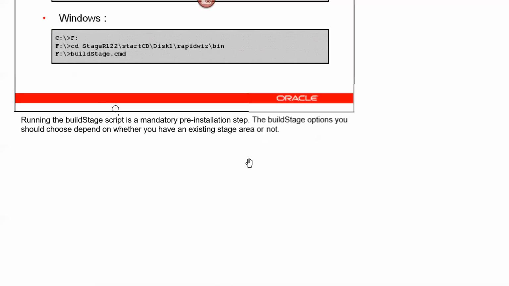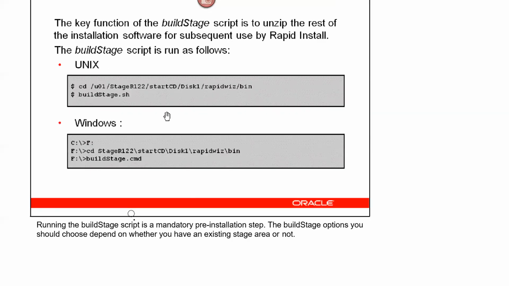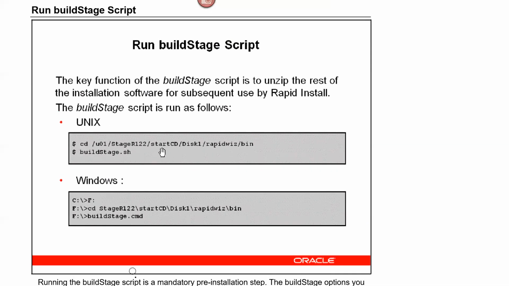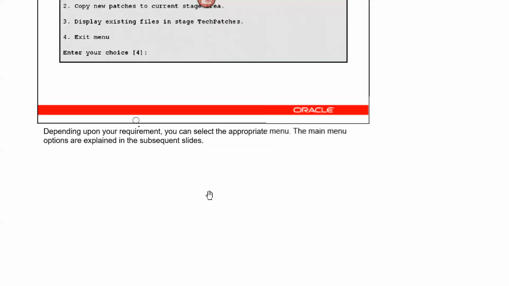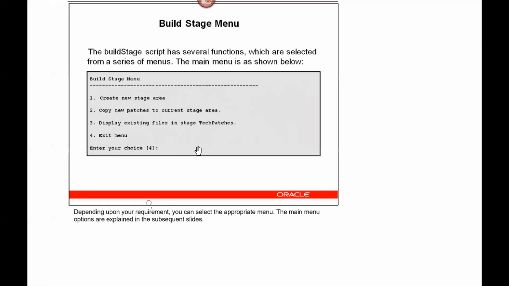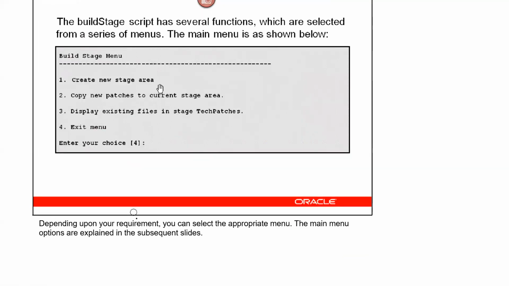Then, as you saw yesterday, you will build the stage. You go to the start directory. There are 3 disks. You unzip them. Then you go to startCD disk 1 and run rapidwiz and build the stage. Then it will ask you whether it is for Windows, Linux or Solaris. So you enter which operating system you want to build the stage for. The second question is to create a stage area. You want to create a new stage area, so you enter the first option.